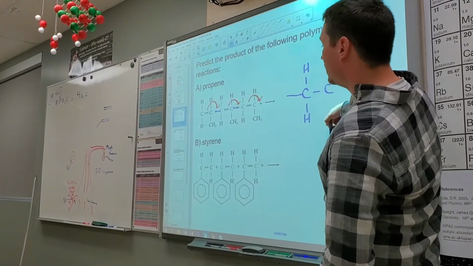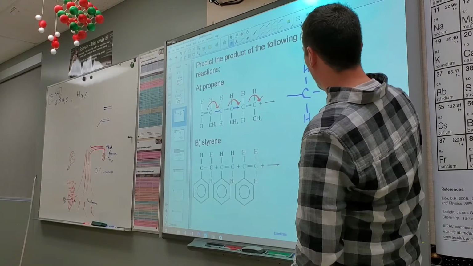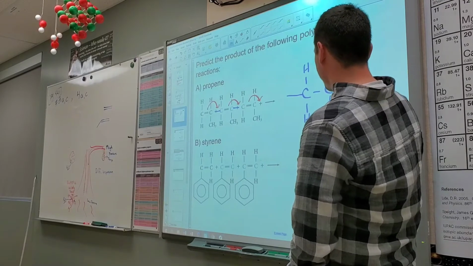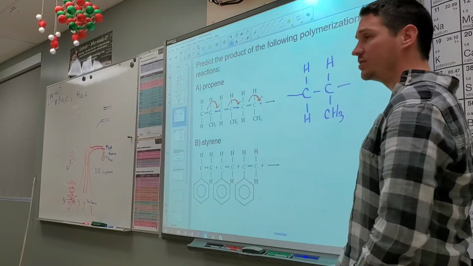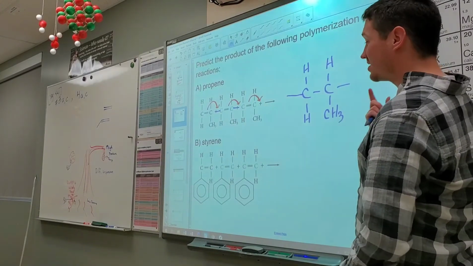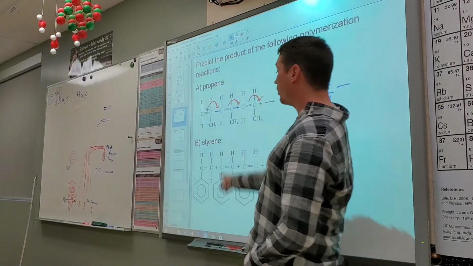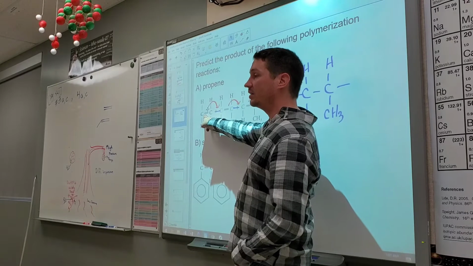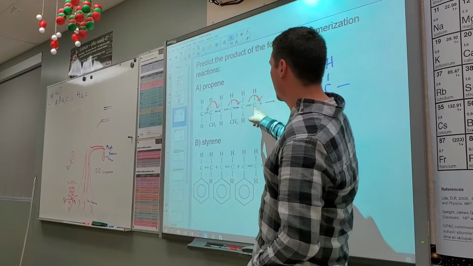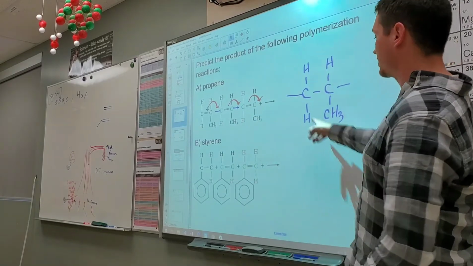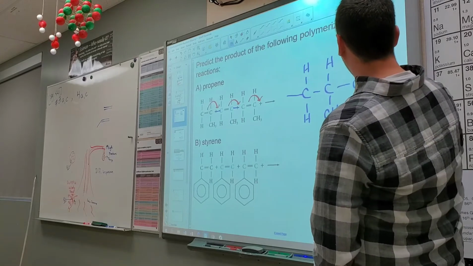What's attached to the second carbon in that middle monomer? A hydrogen on top. What's attached on the bottom? A CH3, a methyl group. And then it continues to go. Can you see how this pattern is just going to repeat over and over and over again? All we're doing is taking this substance and we're breaking the double bond. So carbon-carbon methyl group, carbon-carbon methyl group, carbon-carbon methyl group. So this is what it's going to look like. It's going to look like carbon-carbon methyl group, carbon-carbon methyl group.